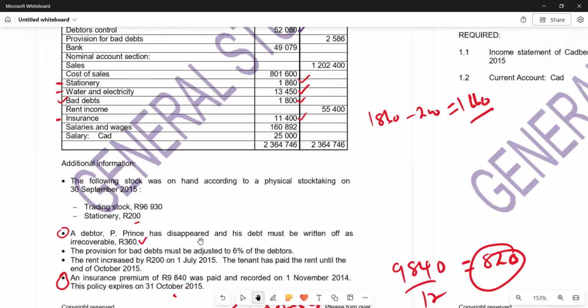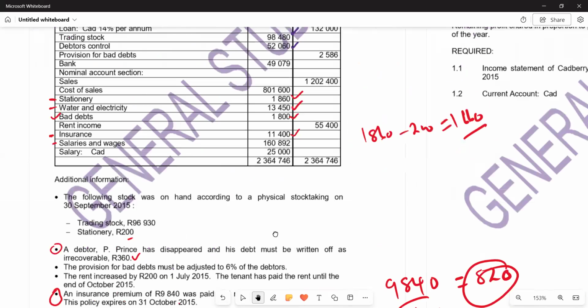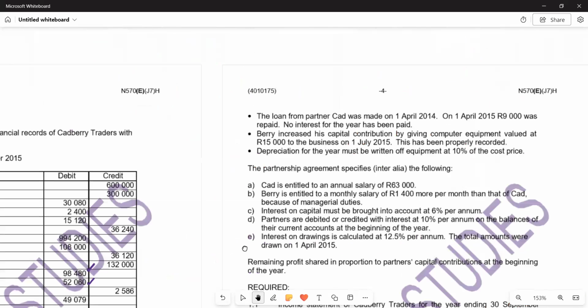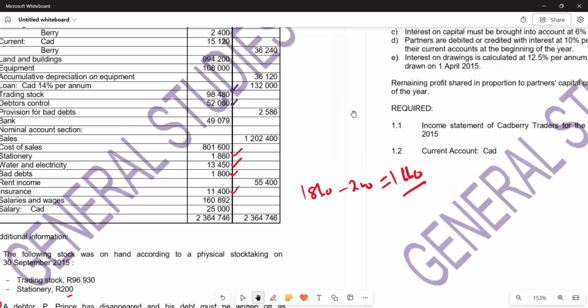After insurance, we've got salaries and wages, which is 160,892. So we can go again and see the additional information to see if we've got anything that is affecting our salaries. We check here, see that there's nothing. We go there and check again, and we see that there is nothing again. So we take the figure that we are given.